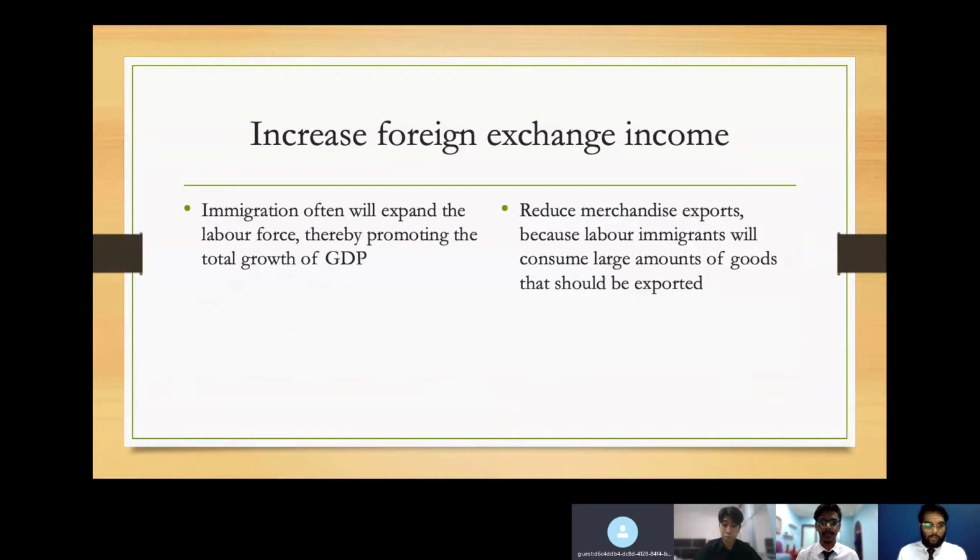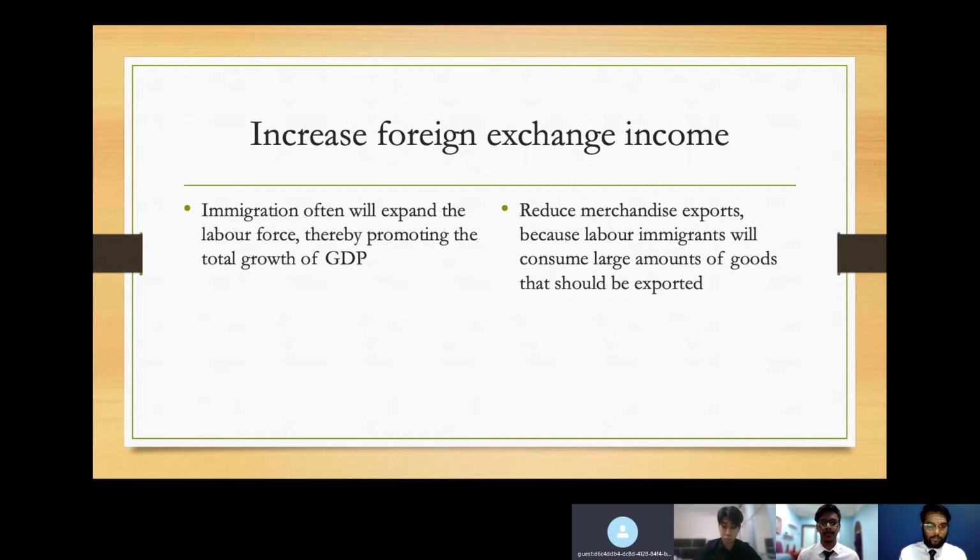Before labor migration was booming, developing countries relied on exporting large amounts of raw materials and agricultural products to maintain their trade balance. Many items which are necessary for the national economy and people's livelihood had to be exported. So the development of labor migration can change the structure of export commodities, which is conducive to the national economy, people's livelihood, and the development of the country's economy.